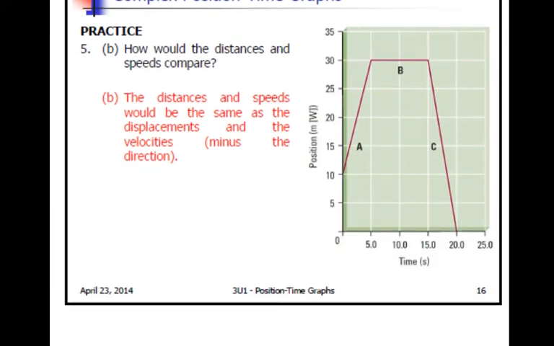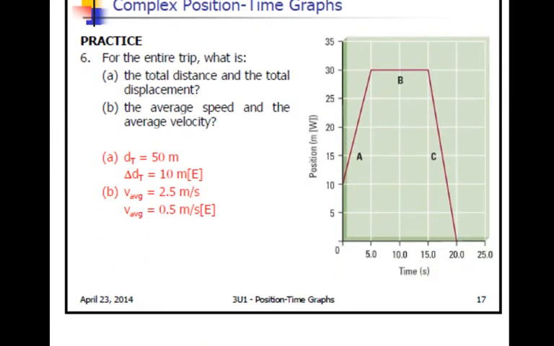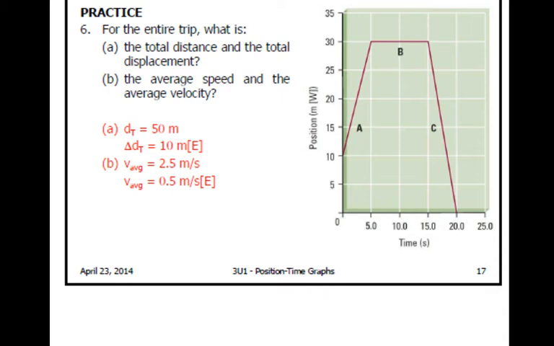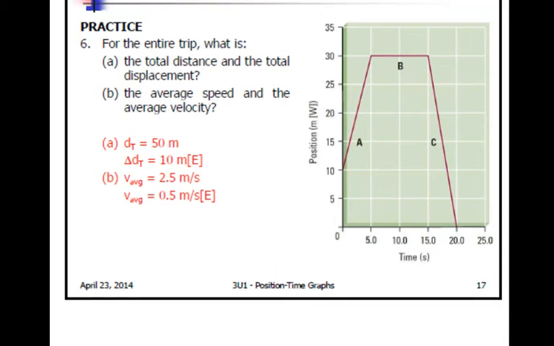Here it says, how would the distances and speeds compare? The distances and speeds would be the same as the displacements and the velocities, but we wouldn't include the direction. Here's another position time graph, or actually it's the same position time graph, but different questions. What's the total distance and the total displacement?